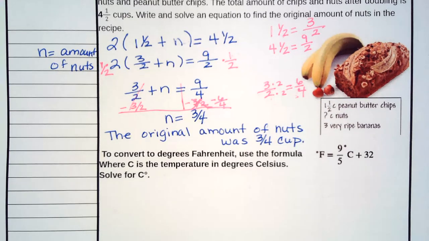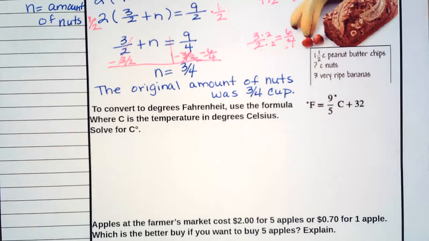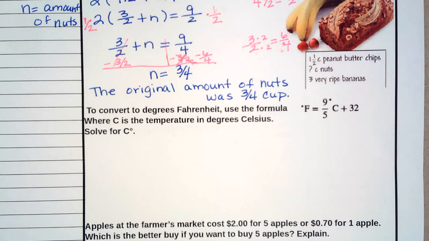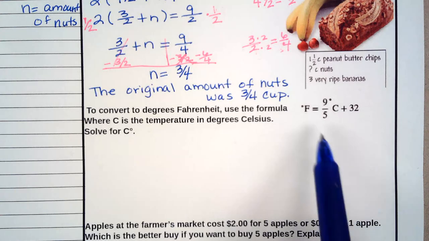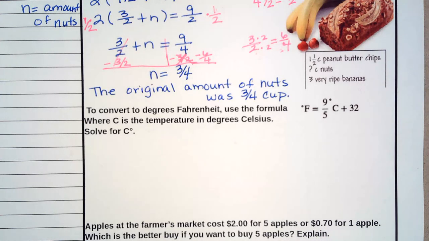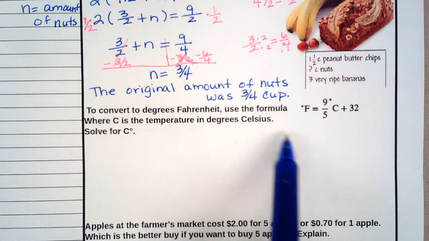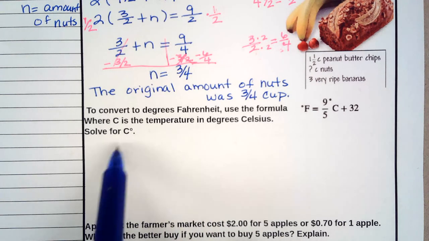So the next one is found on a lot of standard-based quizzes or high-stakes tests like the ACT and SAT. To convert to degrees Fahrenheit, use this formula: F is equal to 9 divided by 5, C plus 32, where C is the temperature in degrees Celsius. Solve for C.